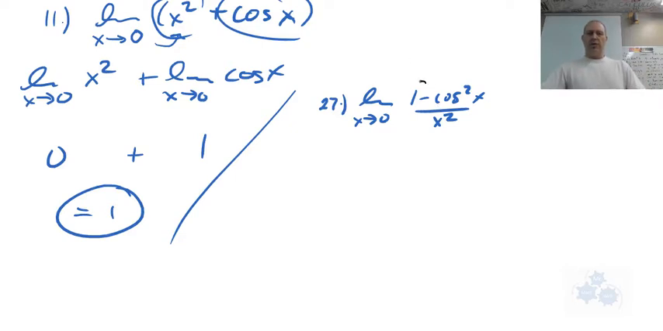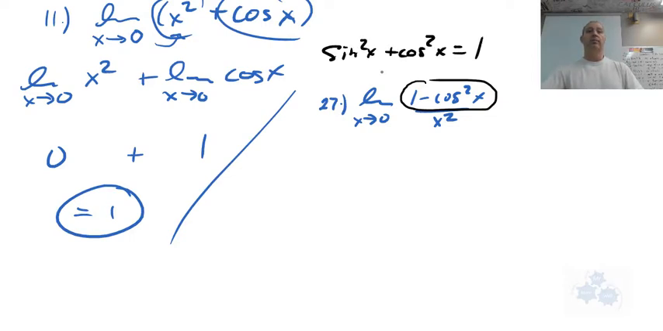What do you notice about this right here? 1 minus cos squared x. Okay, that actually can be rewritten according to Pythagorean identities, right? So if you recall, sine squared x plus cos squared x equals 1. And so if you manipulate this, 1 minus cos squared x equals sine squared x. So watch what we're going to do here.